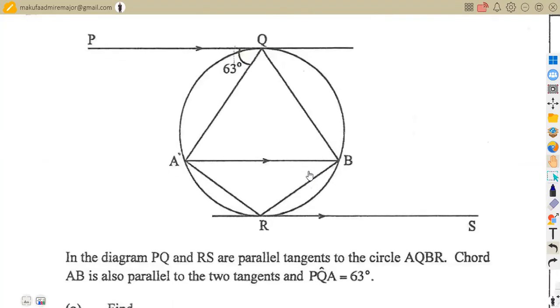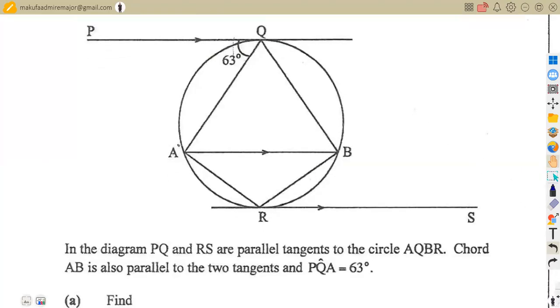Number 14, we are given circle geometry. In the diagram, we are given PQ and RS, which are parallel tangents. This is a tangent parallel to this one, and this chord is also parallel to the two tangents that we have. We are given PQA as 63 degrees, P to Q to A, this angle here being 63 degrees. These two lines are parallel, also parallel to this one.